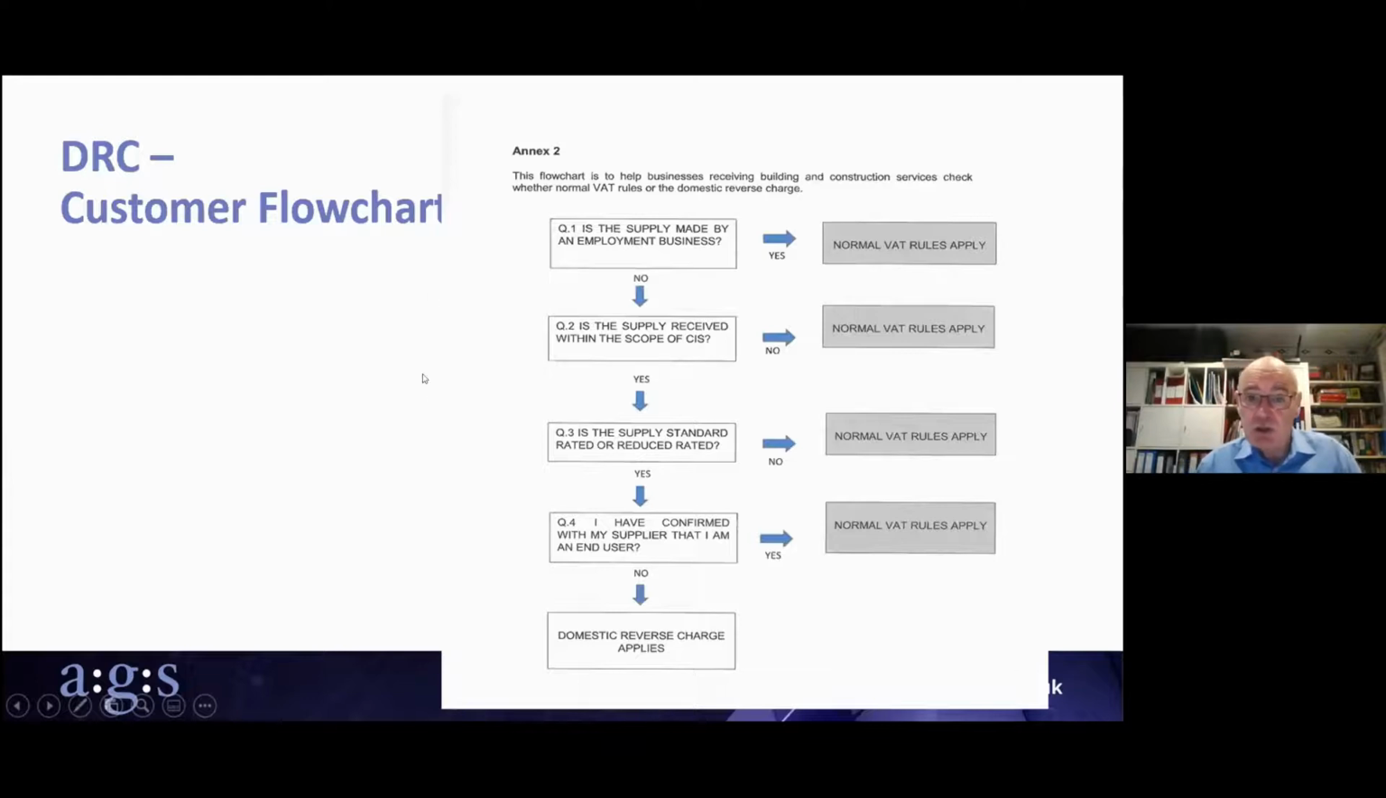Similarly, there's a customer flowchart they produced. And again, that's pretty good. It's for a customer to ask to see what should be happening to the charge they're receiving. And it does answer most cases. So I advise to have a look at those.